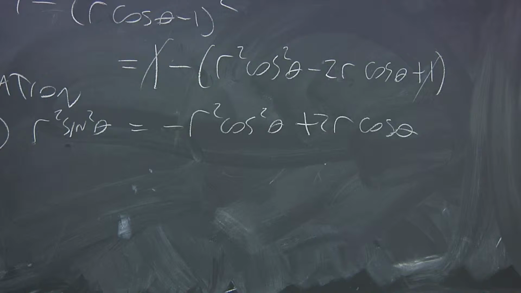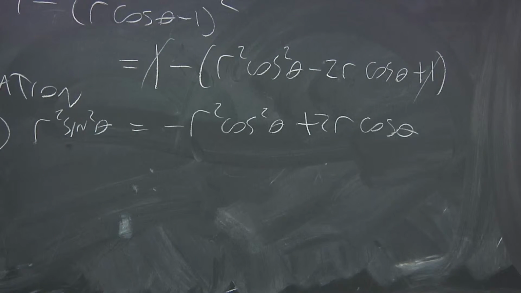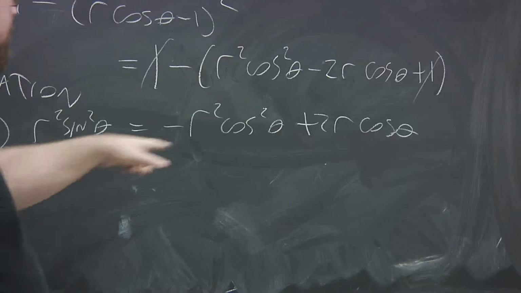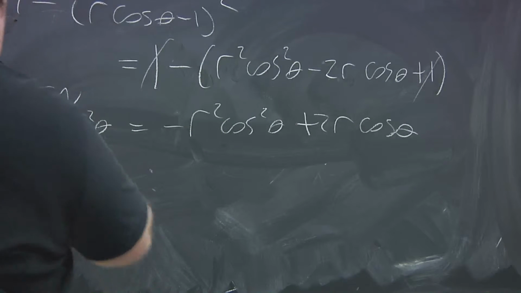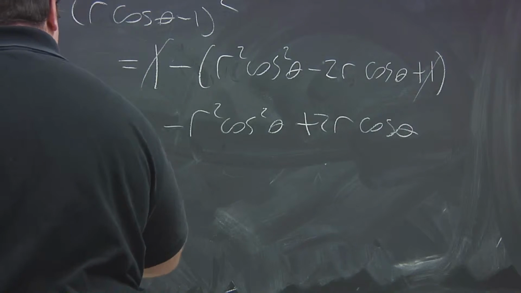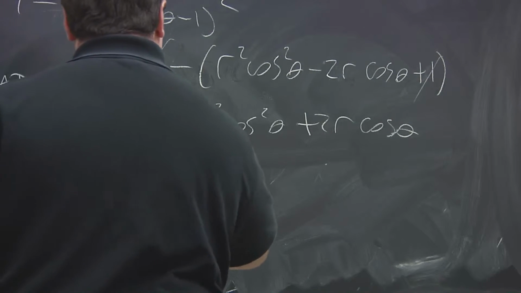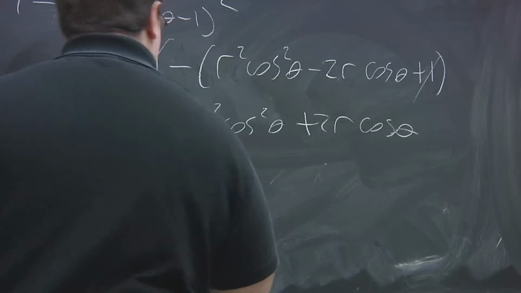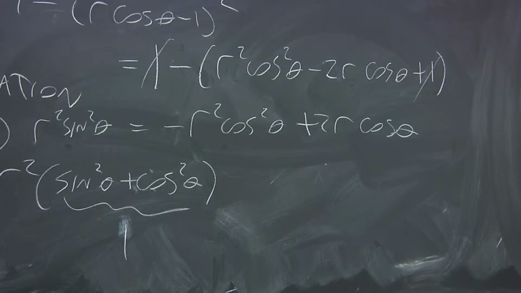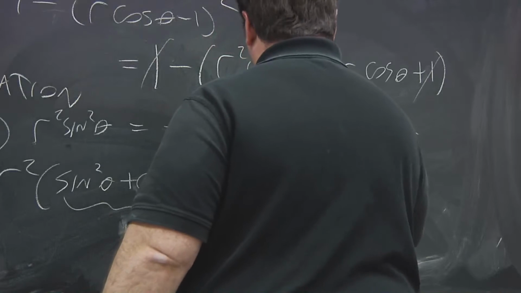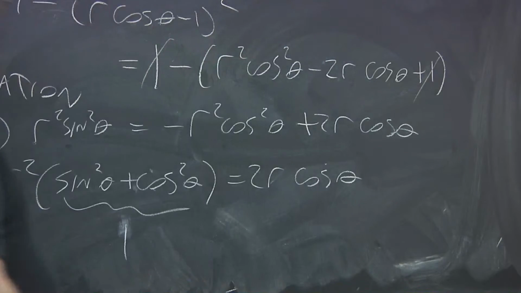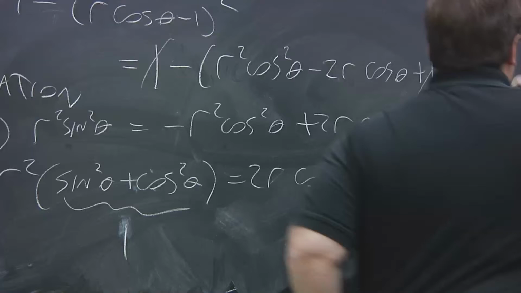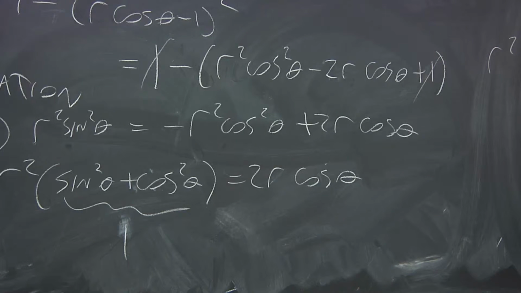So what can we do with this to simplify it? Looked at another way, we can take this term and move it to the other side. Now we have r squared times (sine squared theta plus cosine squared theta), which is equal to 1, and that is equal to 2r cosine theta. So now we have r squared equals 2r cosine theta. We cancel out a factor of r on each side, so we get r is 2 cosine theta.